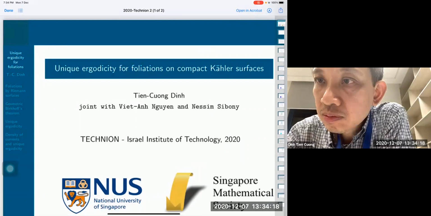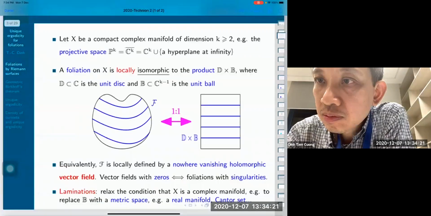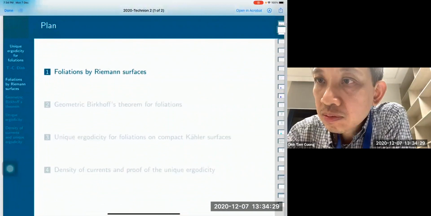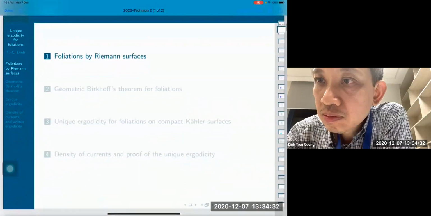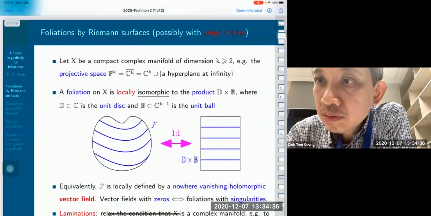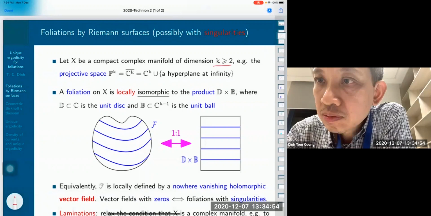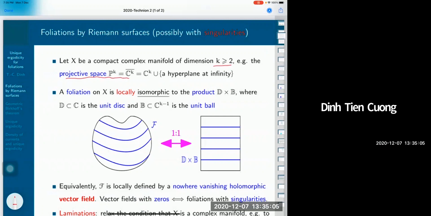So this morning, I think Lucas already introduced some notation, but let me introduce some basic notation that I'm going to use in this talk. So let's consider some complex manifold, compact complex manifold for simplicity. I assume that the dimension here is equal to k larger or equal to 2. You can take as an example a compactification of C^k. So this is a complex projective space. Just take the standard compactification by putting some hyperplane at infinity. So this is a main example.